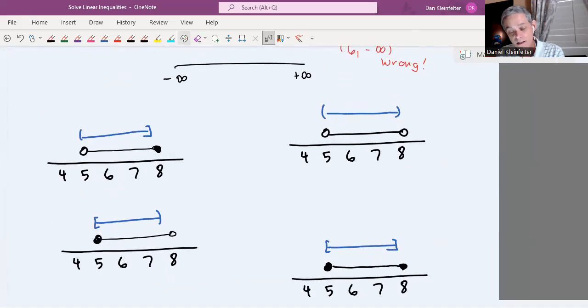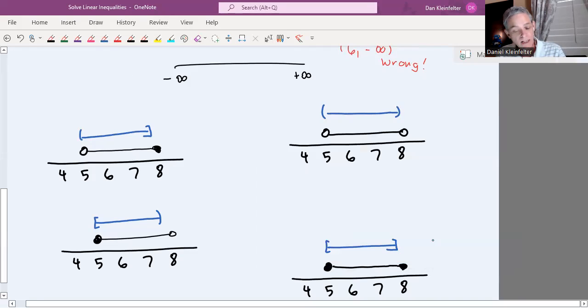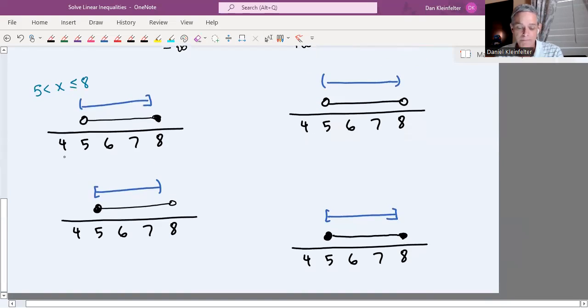Okay, now how do these four sets look using inequality notation? In the first case, we have 5 on the left. 5 is less than, and we frequently use x for the variable here, 5 is less than x is less than or equal to 8. So here the strictly less than is on the 5 side, and the inclusion up to and including 8 is on the 8 side. Next, we'll have 5 is less than or equal to x is less than 8.